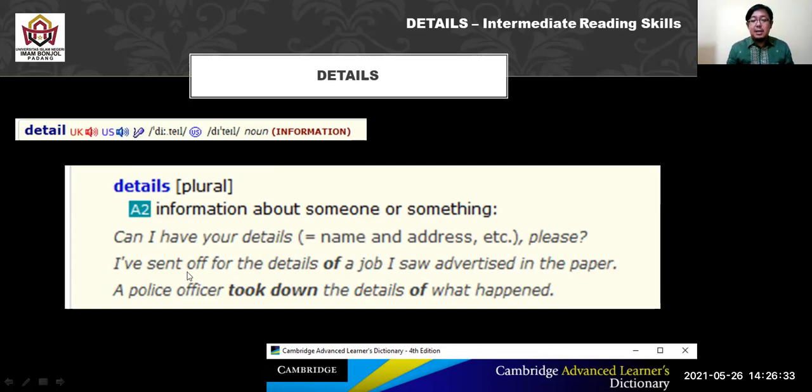Or, for example, I've sent off for the details of the job I saw advertised in the paper. This falls into the realm of details about someone, or a job application. I've sent off for the details of a job I saw advertised in the paper.